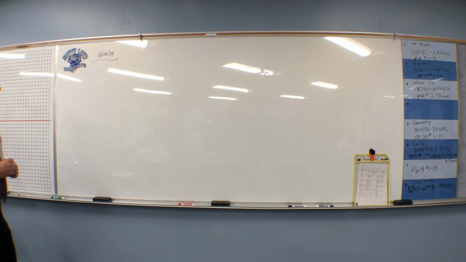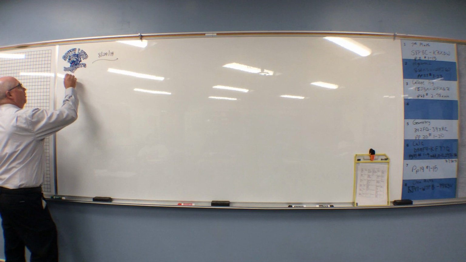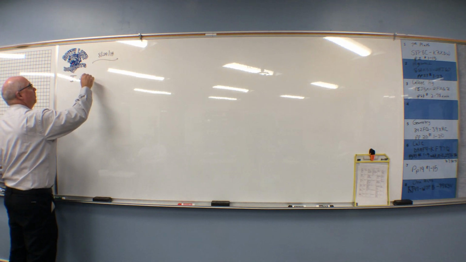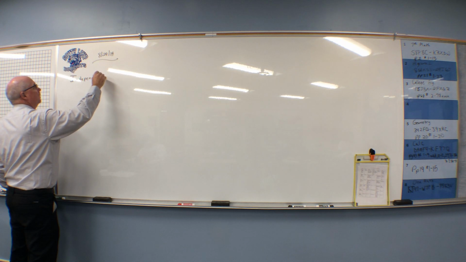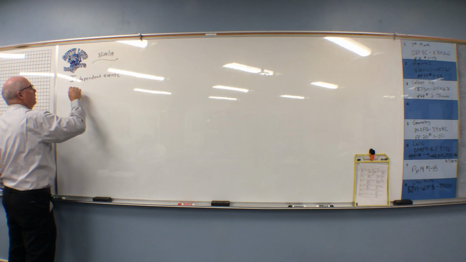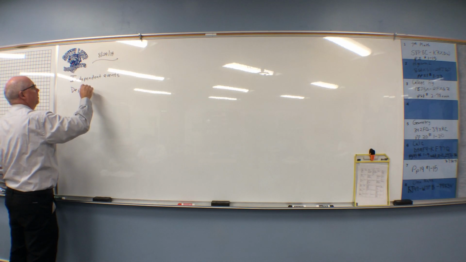So we're going to talk about 2 different events. The first one is called independent events. Okay? And the second one is called dependent events.